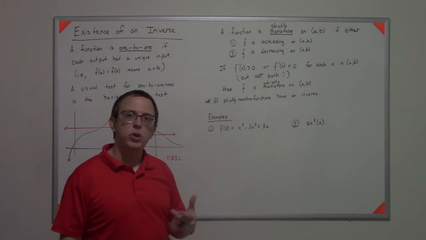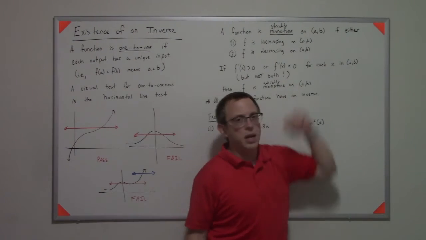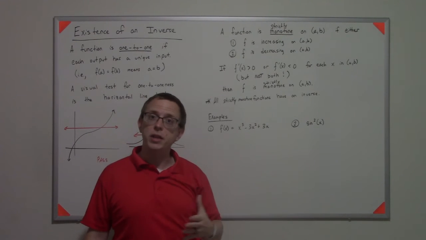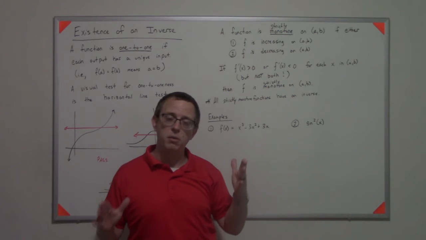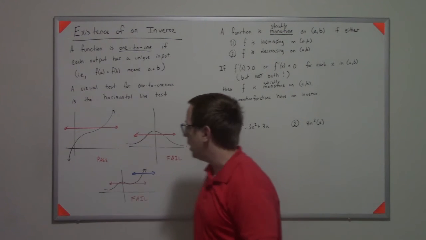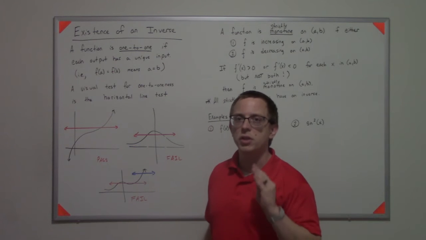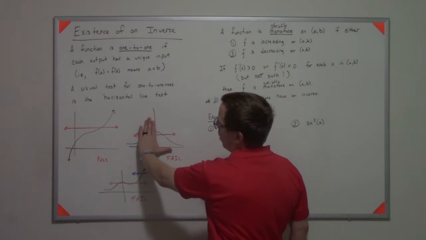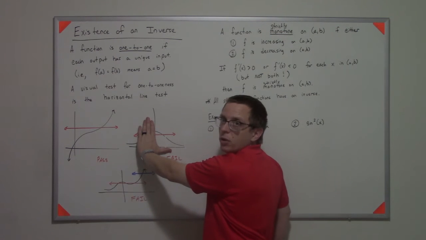Now, I was a little bit tricky here because I noticed I said that was on an interval. I didn't say over the entire domain. Now, if it's monotone over its entire domain, you know that it has an inverse. But there's a second thing. You can define inverses on subdomains. You can say things like, oh, I only want to look at this half of the graph.